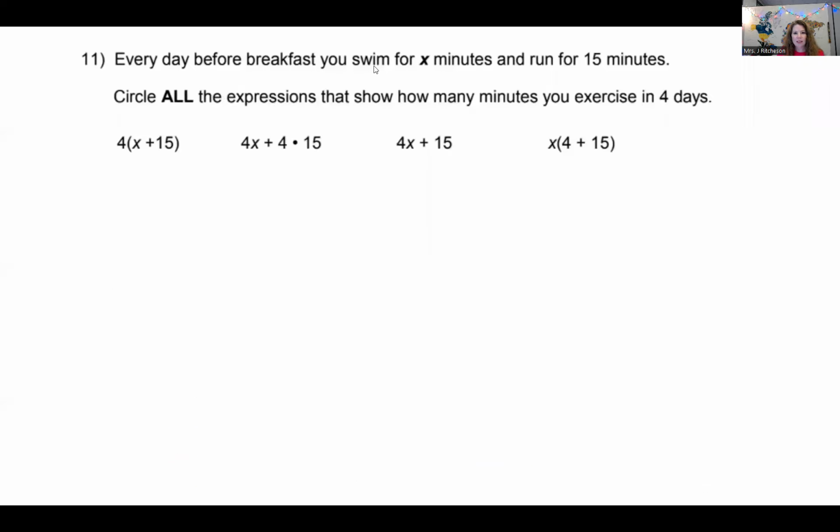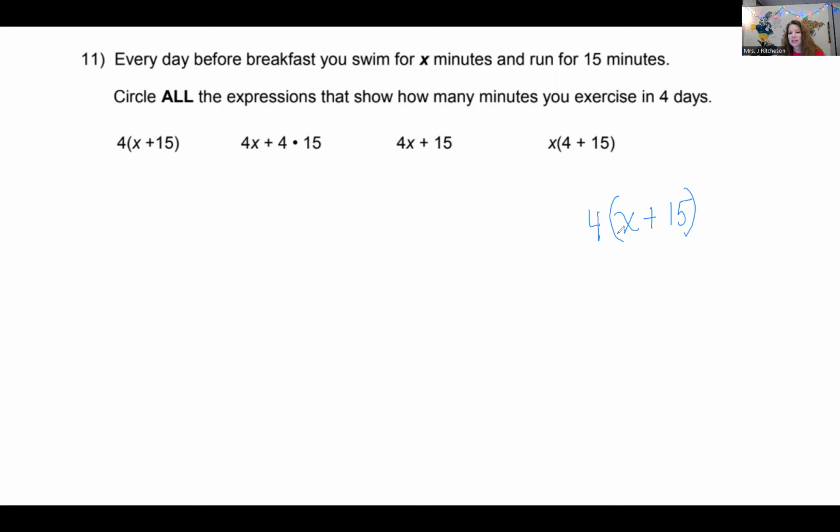All right, number 11, let's see. It says every day before breakfast, you swim X minutes and you run for 15 minutes. Circle all the expressions that show how many minutes in total you exercise each day. Well, each day we exercise so many minutes. I don't know how many, but then we also run for 15 more minutes. So that would be every day, per day. This is how much we exercise, and we want to know how much in 4 days.